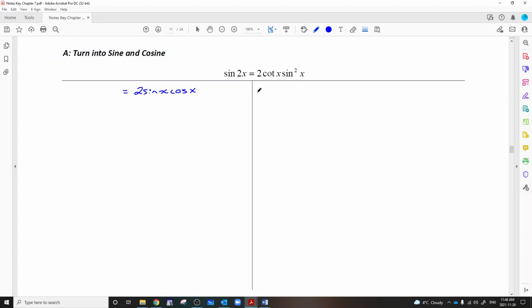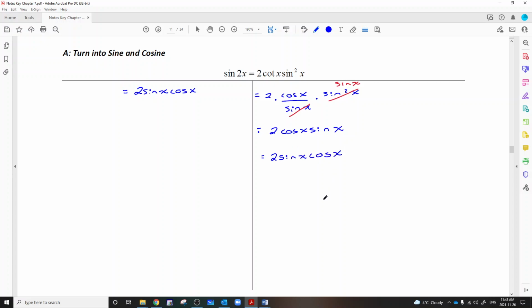If I was to work on the right-hand side now, I would change cotan x into cos x over sine x, and then I would keep sine squared x the same. And then I would simplify. I've got a sine x in the denominator and a sine squared x in the numerator, so this would simplify to just a sine x. And then if I multiplied, I would be left with 2 cos x sine x, which could be written as 2 sine x cos x.